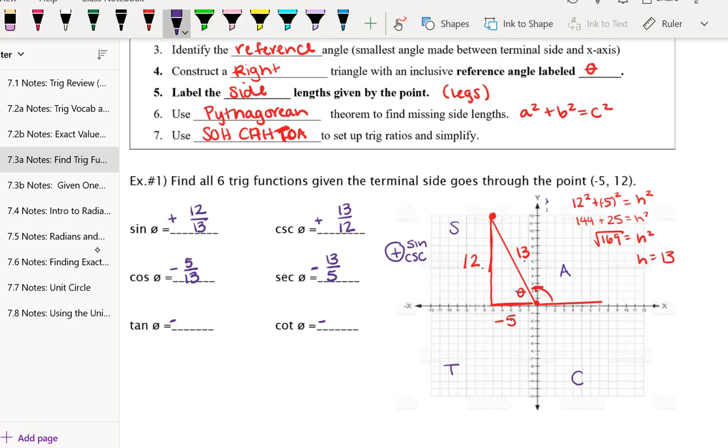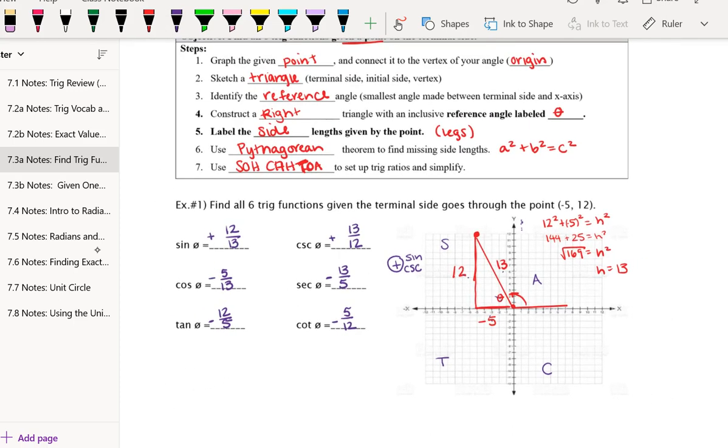Tangent is opposite over adjacent. So now I'm going opposite, which was 12, and adjacent is -5. So we're at 12 over my -5, which makes the whole thing negative. And then I'm going to flip it for cotangent, where it's adjacent over opposite. Okay? And we just found all 6 trig functions.